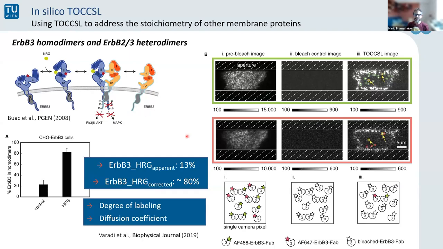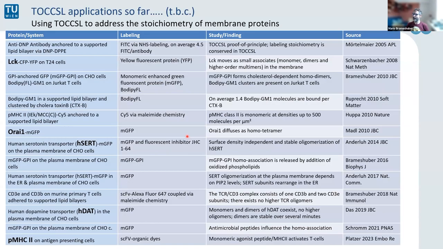Okay, with that, I just added this slide. So if you're interested in this technique and you want to know what we did up to now, this is a little choice of proteins we basically did in our lab. We looked at some molecules at the inner leaflet of the plasma membrane, like LCK in T cells. We looked at ion channels, we looked at the serotonin or dopamine transporter, and also at the peptide MHC class 2 molecule. So we looked at very different proteins using Toxel, and more or less got successful results out of it.